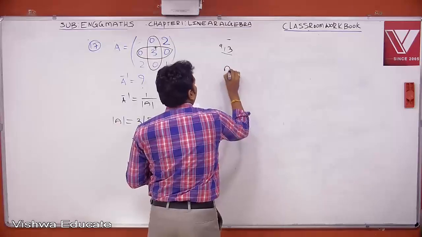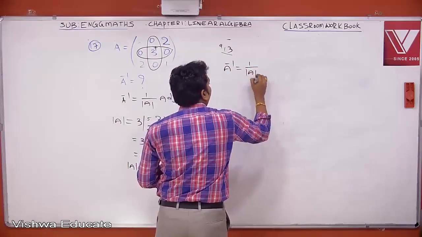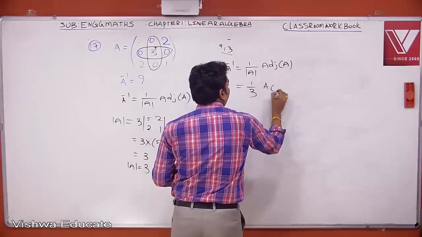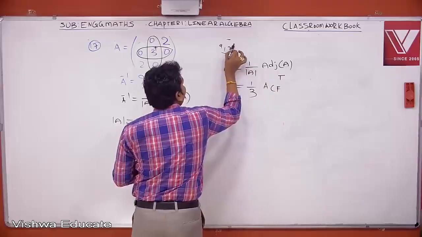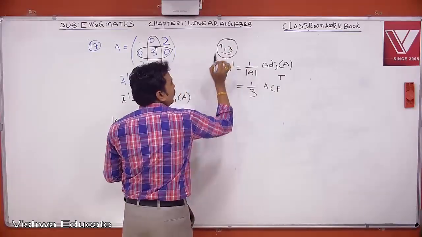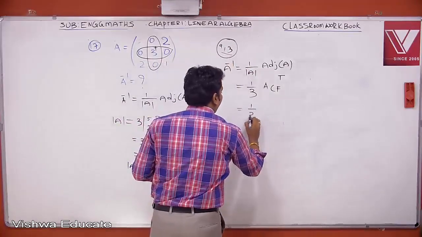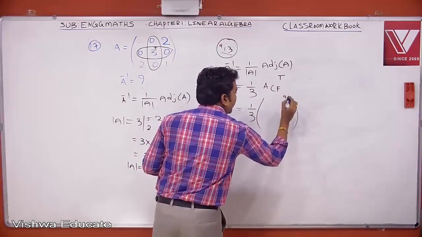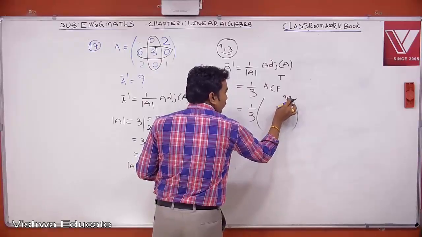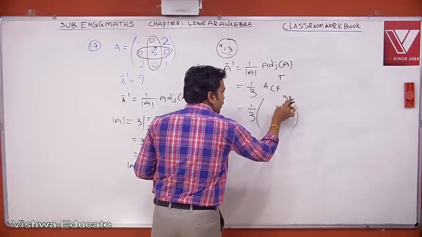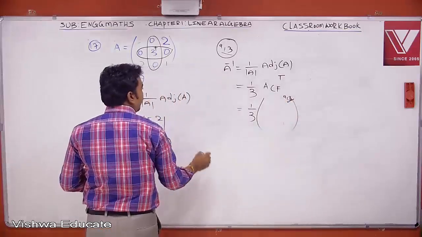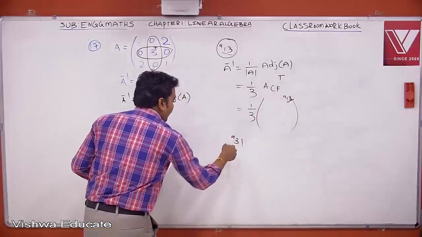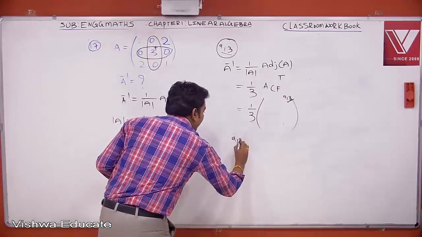Therefore, A inverse is 1 by det A into adjoint A. So this is 1 by 3 into the transpose of the cofactor matrix. Now we know that in the inverse, the third element in the first row is different. So this is 1 by 3 into this element, which I need to find. This is basically in the third position of the first row after making the transpose. But before the transpose, which position will it be in? A31. Therefore, this element is nothing but the cofactor of A31.